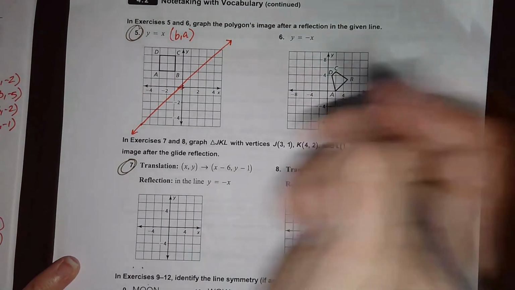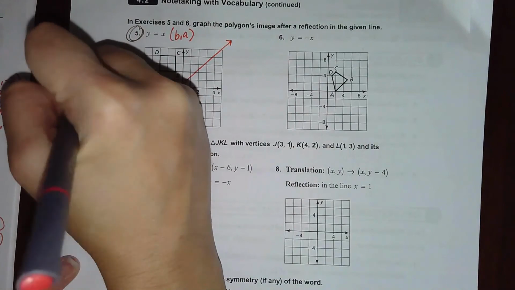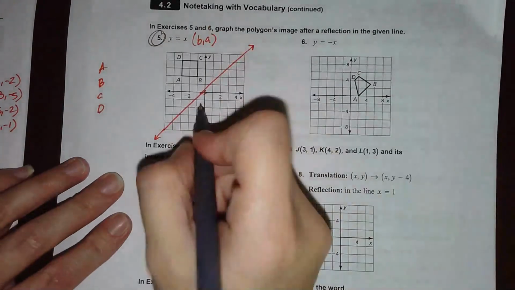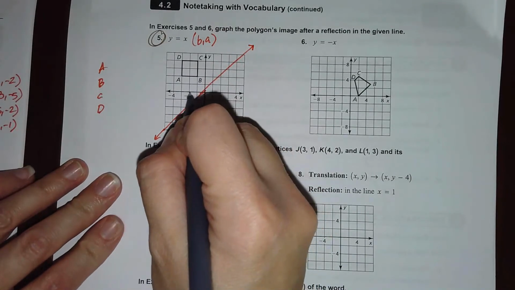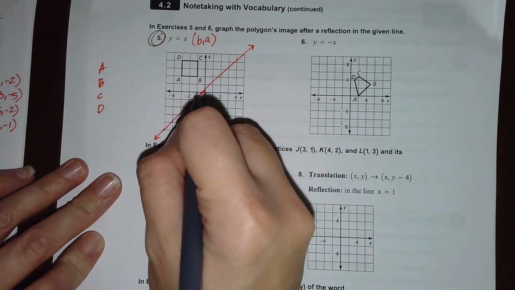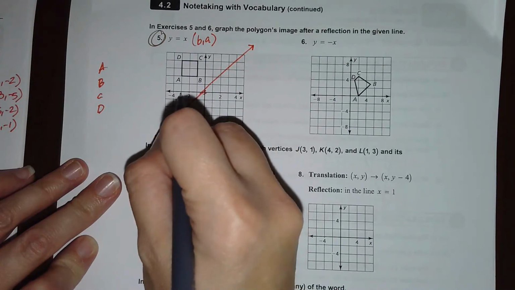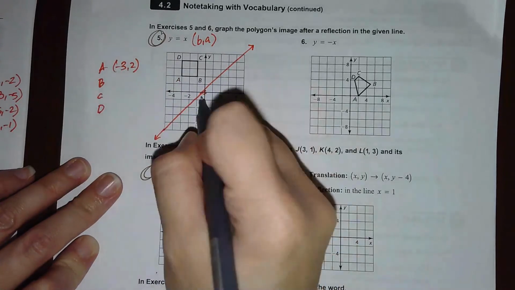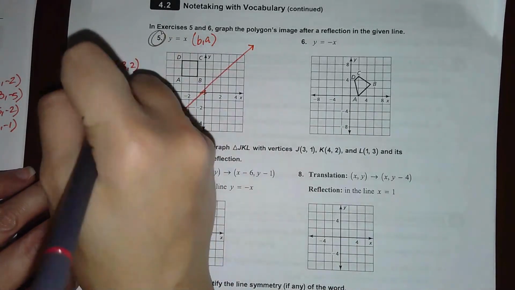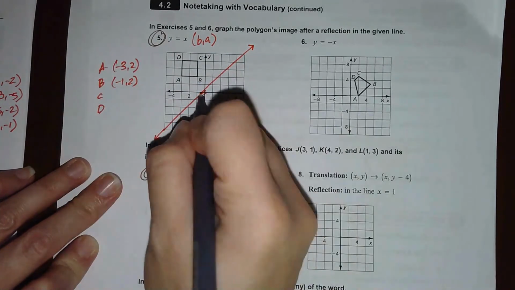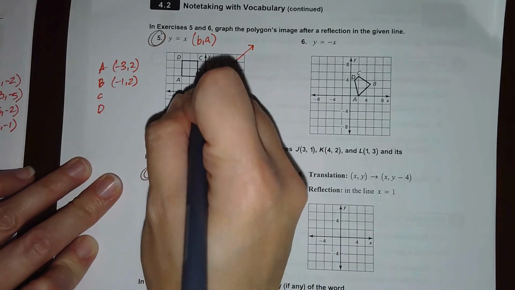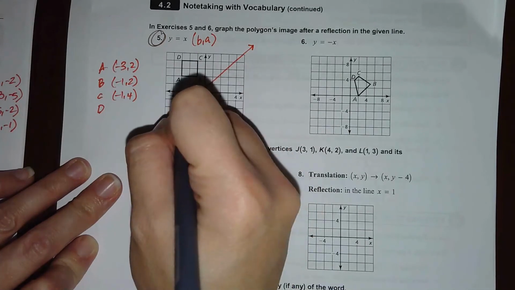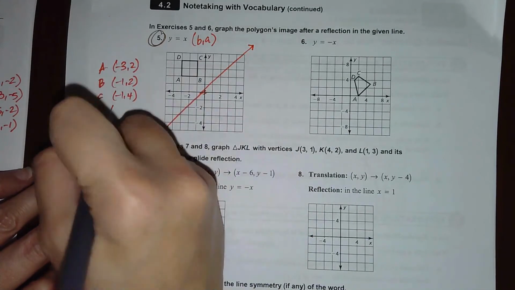So what I did is I first listed the points of A, B, C, and D. I just wanted to list my original points. Again, watch the scales. It looks like they are counting by ones here. So A is at the point -3, 2. B is at the point -1, 2. C is at the point -1, 4. And D is at the point -3, 4.